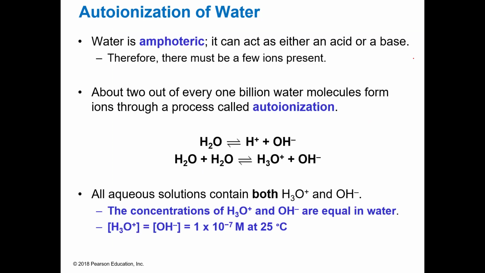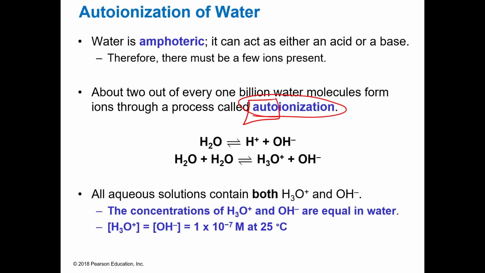So water is a really cool thing. It's what we call amphoteric, and amphoteric molecules can act as either an acid or a base. Therefore, there must be a few ions present in order for this to occur. About 2 out of every 1 billion molecules form ions. Yeah, I know, it's not much. And that is called the auto or self ionization of water.